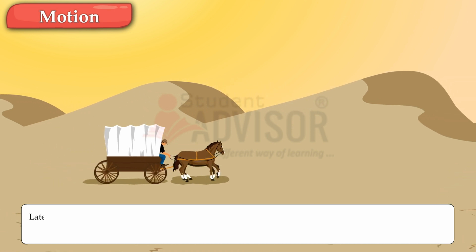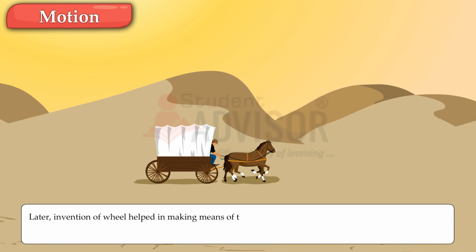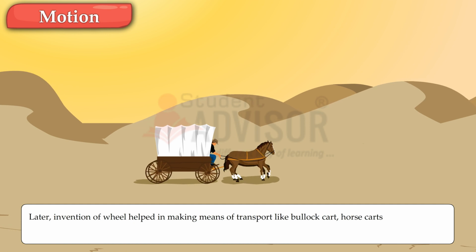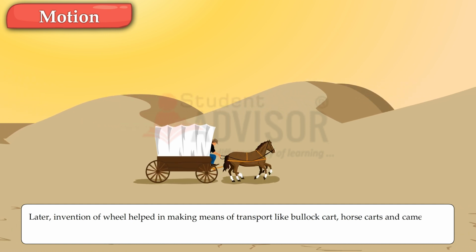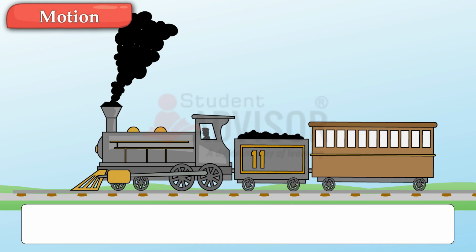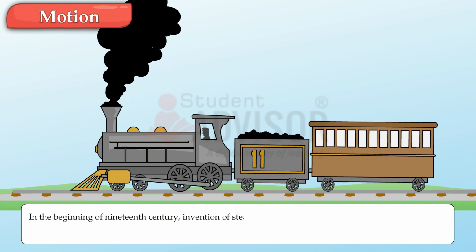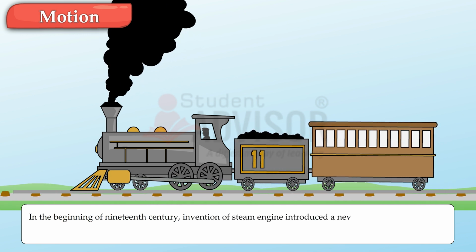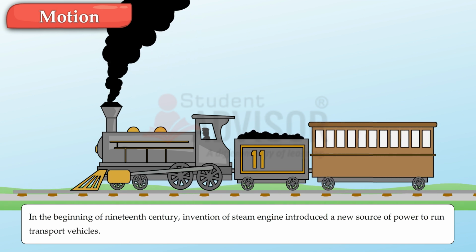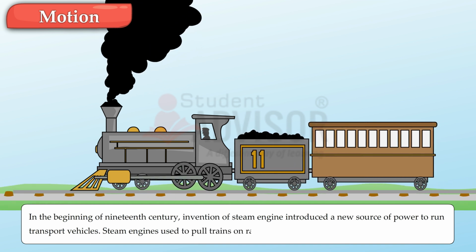Later, the invention of the wheel led to means of transport like bullock carts, horse carts and camel carts, bicycles, etc. In the beginning of the 19th century, the invention of the steam engine introduced a new source of power to run transport vehicles. Steam engines were used to pull trains on railroads for transport of goods and people.